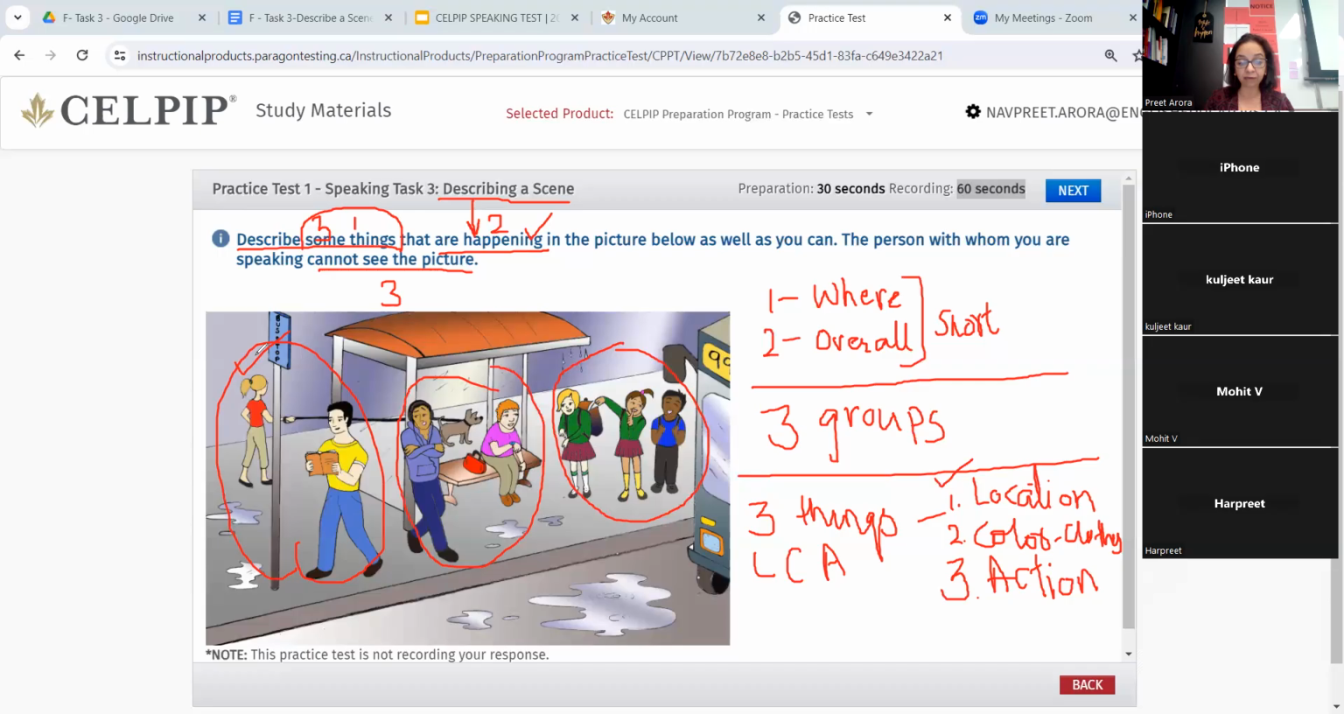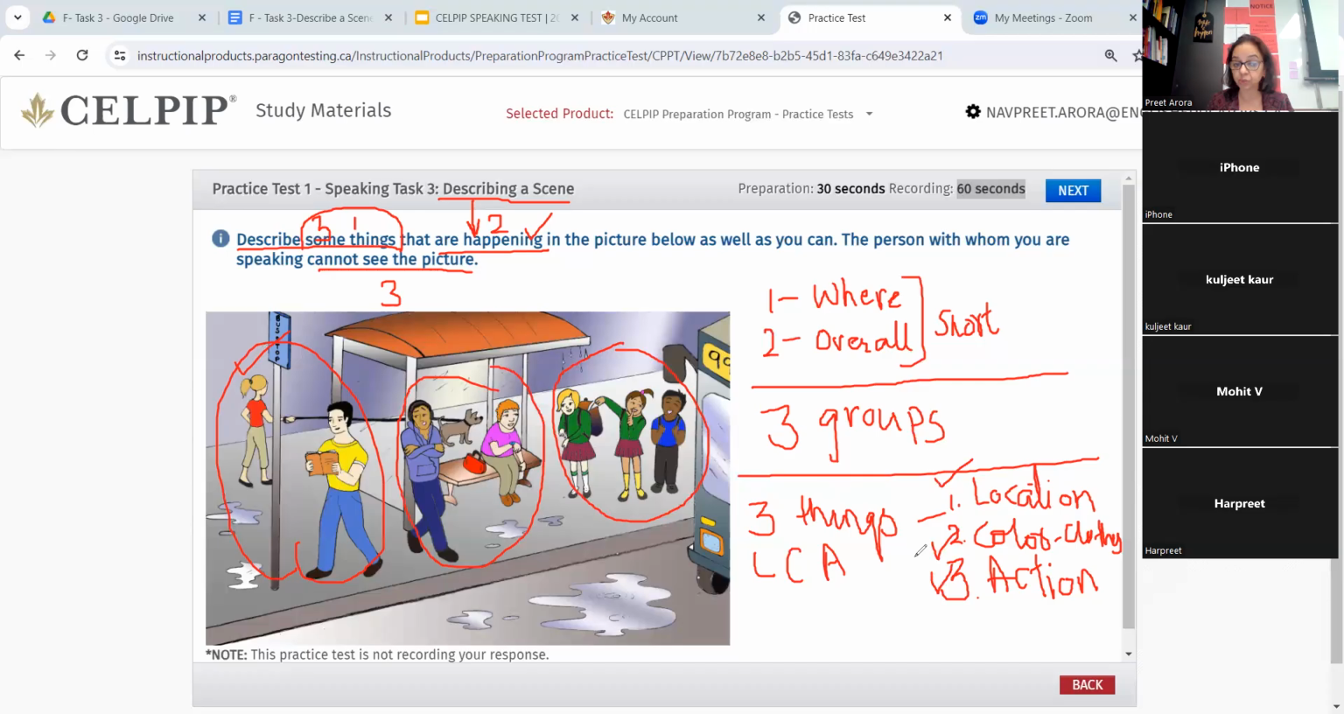So on the extreme left of the picture, behind the shed, there is a young lady in red top and beige capri with black footwear, and she has golden hair and a pony. She is walking her dog. So walking her dog is the action.